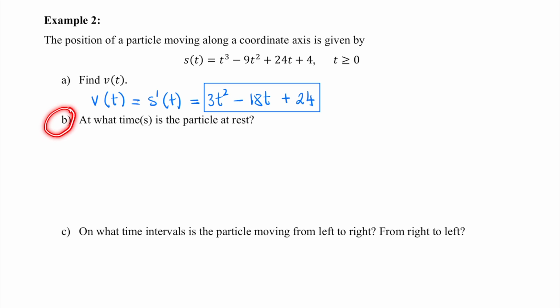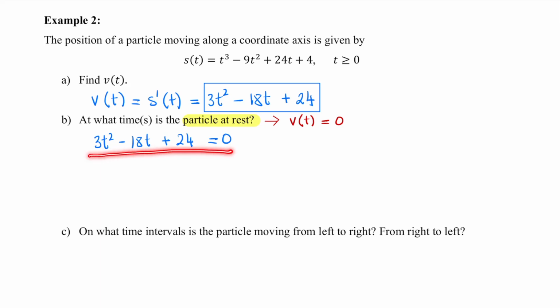Question B. At what times is the particle at rest? A particle is at rest when its velocity is 0. So we set the velocity function equal to 0. This gives 3t squared minus 18t plus 24 equals 0. And we solve this equation for t. This is a quadratic equation.